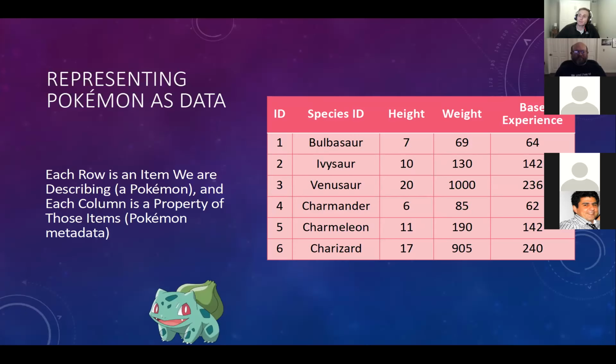If you want to represent Pokémon as data, you might have a table. This is a table of a bunch of species. So you have Bulbasaur and Ivysaur and Charmander and Charizard. Each row is an item, and each column is a property of those items. For example, we have the height and the weight and the base experience, and those are all properties of them. And so it's in this table form, and I'm sure everyone's used to seeing data in a form like that.